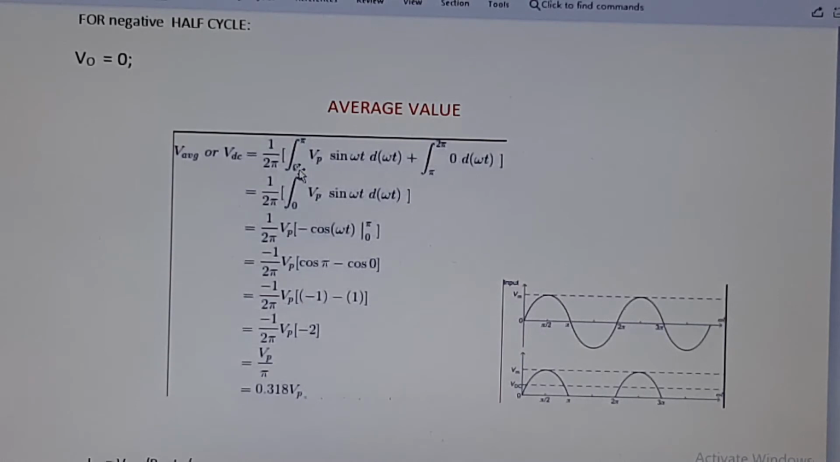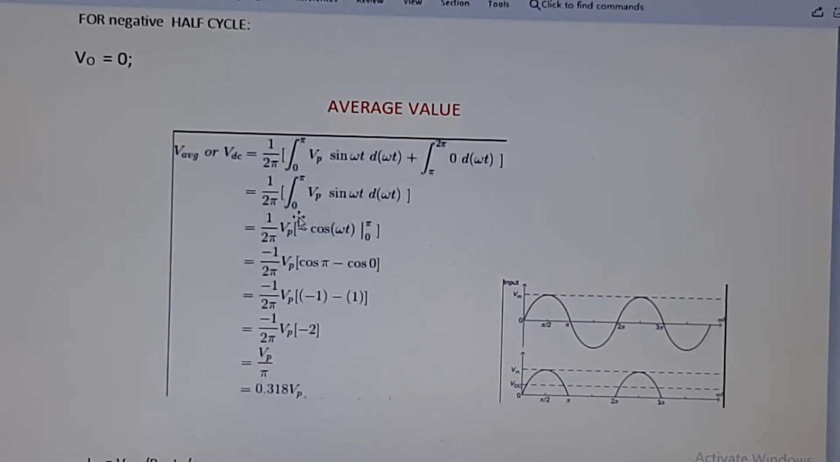The average value or DC value will be 1 by T, that is 1 by 2 pi, and the integration from 0 to pi, where the output voltage is almost Vm, so we can take it as Vm. We can take it as the input sinusoidal, and the input sinusoidal is Vp sine omega t d omega t. And from pi to 2 pi, the output voltage is 0. So from pi to 2 pi, we have taken 0.